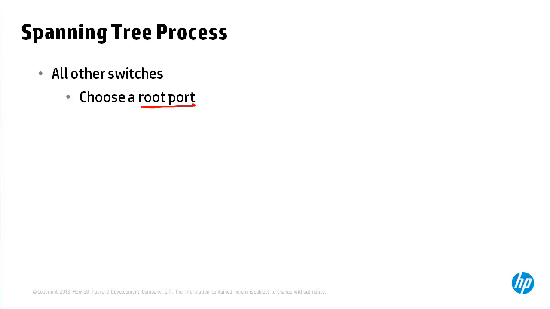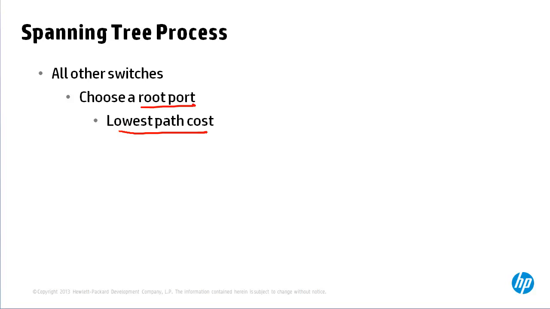So one port per switch is chosen as the root port. The root port is determined using various criteria. The first choice is lowest path cost, which is an inverse of the speed of the link. There are various values used by different implementations of spanning tree, and I'll show you some examples in a moment. But just note, the lowest path cost is used to determine which port is the root port. Essentially, the quickest or best link back to the root bridge would be used as the root port.